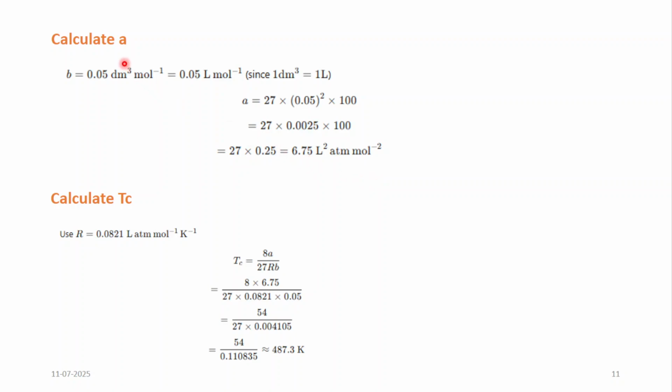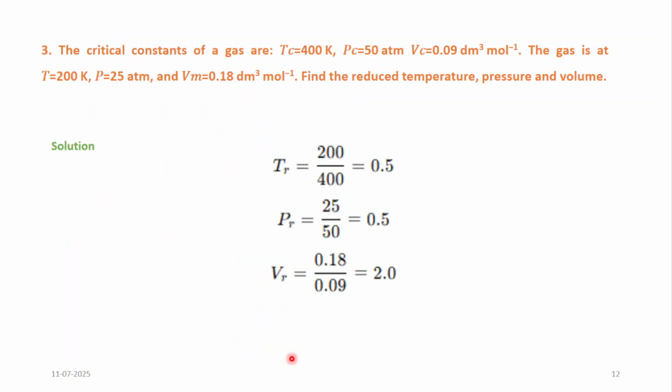So first you find A from this relationship. That becomes 6.75 liter square atmosphere per mole square. Calculate TC using this value of R. TC will be 487.3 Kelvin.